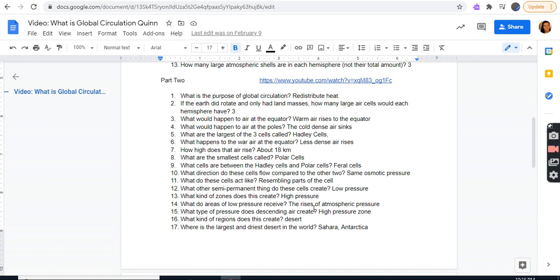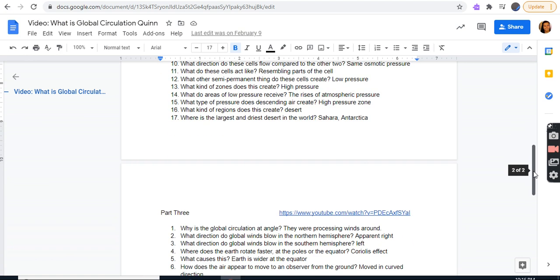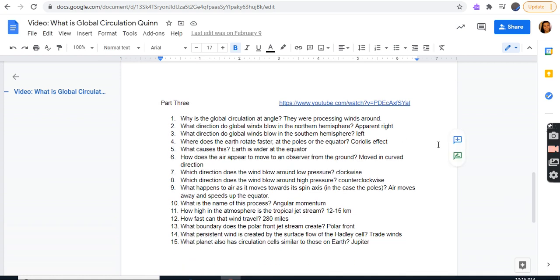What type of pressure does descending air create? High pressure zone. Desert. Sahara and Antarctica. Part 3. Why is a global circulation at an angle? They were processing winds around. Apparent right, left. Coriolis Effect.